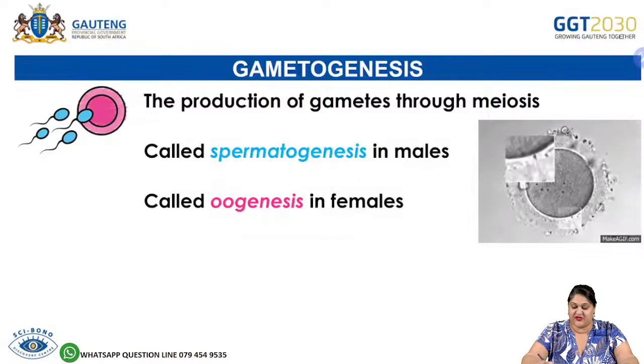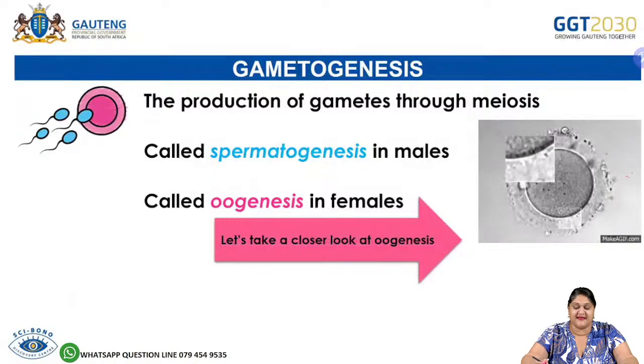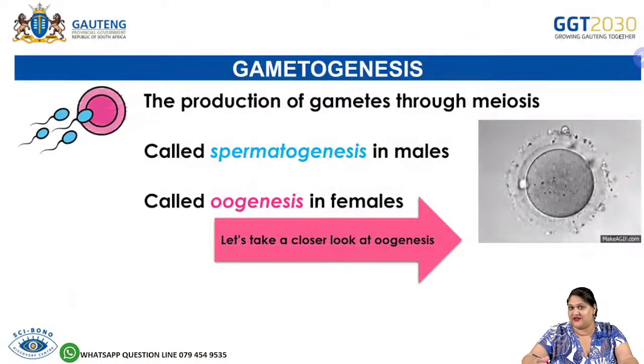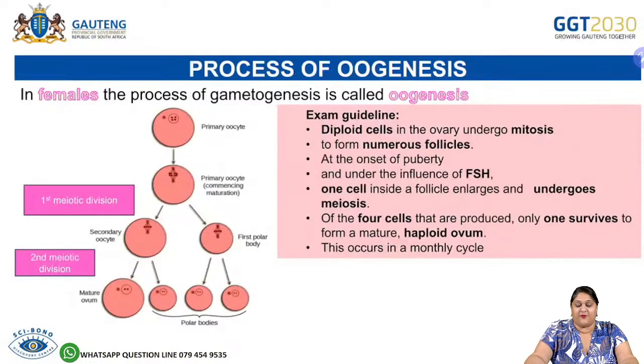Okay, it's a lovely picture here of an ovum. Okay, so now the first one we're going to look at is oogenesis. Let's have a closer look at oogenesis. So this is the process of oogenesis.